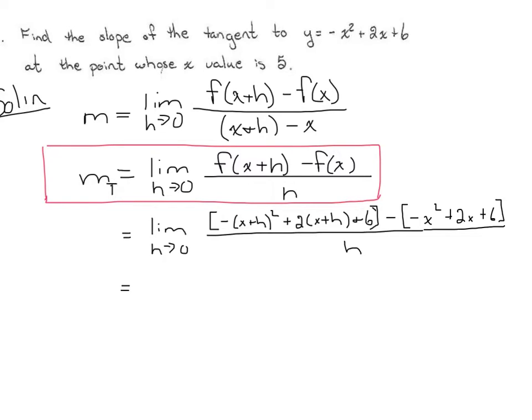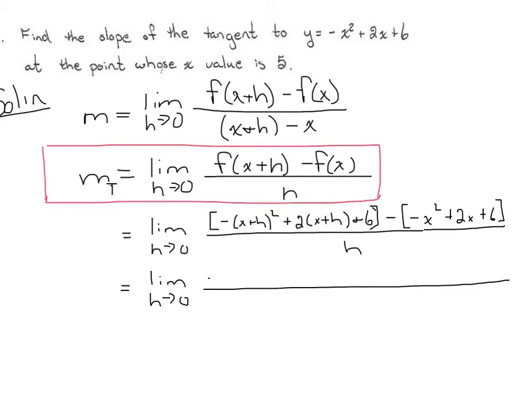Now, when we take the limit of h approaching 0, h is in the denominator. So that means division by 0, which we want to get rid of. So let's do some algebra in the numerator, and hopefully when it's done, we'll have some canceling out so that we don't have our division by 0.